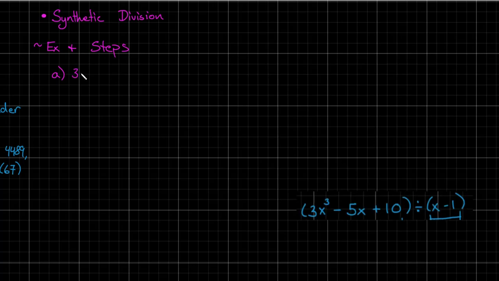Okay, while I rewrite it and while you rewrite it, maybe I should have said so a minute ago. Was I missing anything? 3x cubed. How many x squareds? Good. We should probably write it. And not probably, we will write it. 0x squared minus 5x plus 10. And we're dividing all of this by x minus 1.